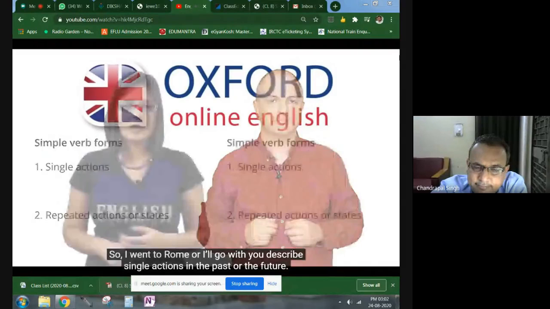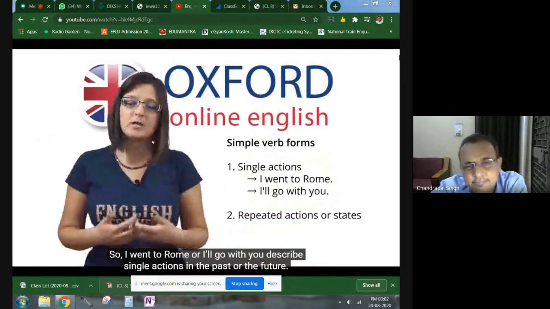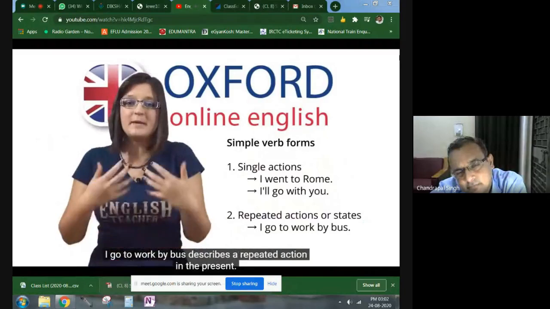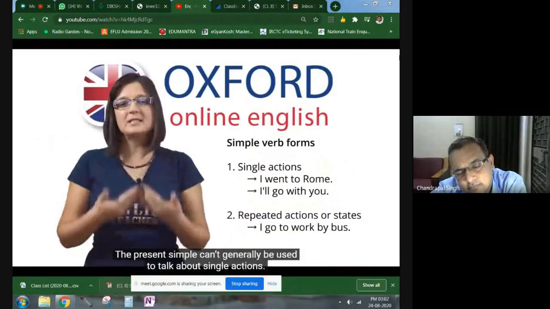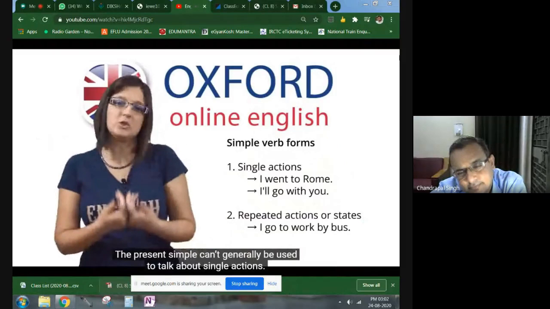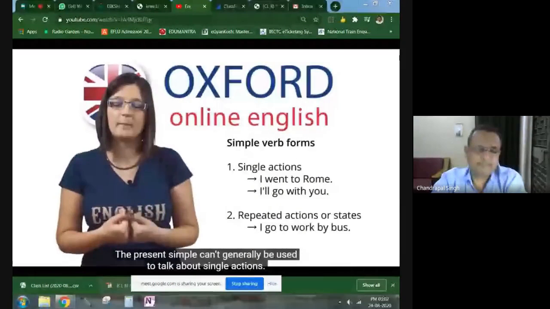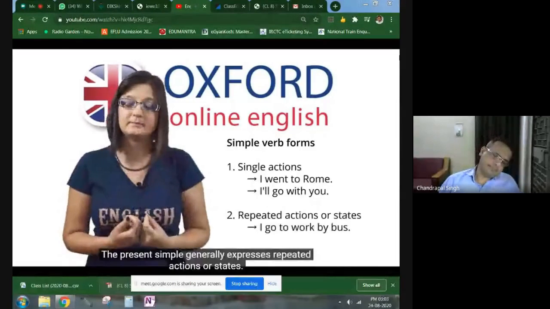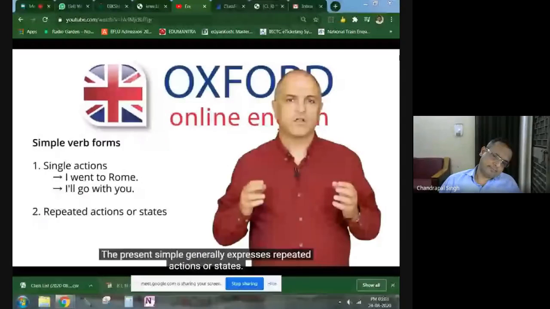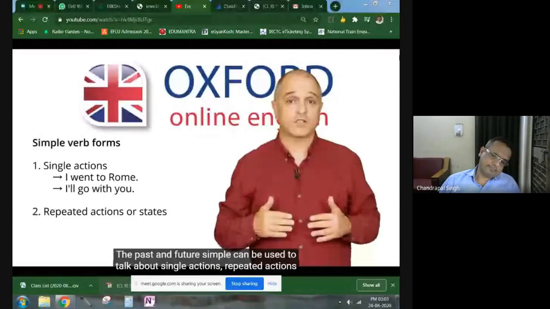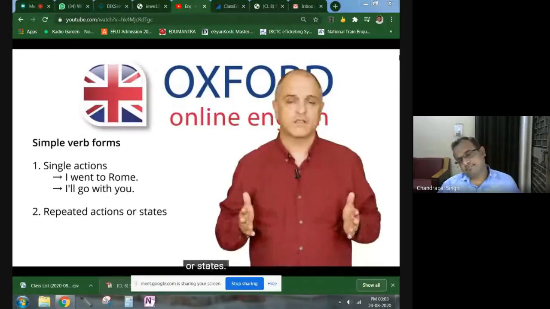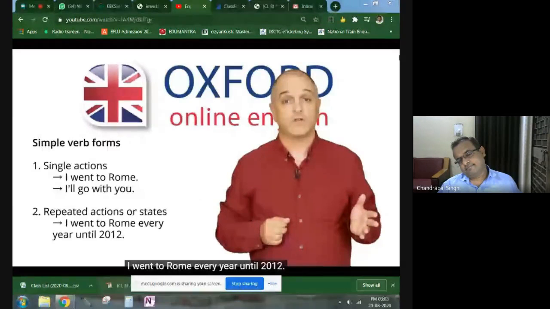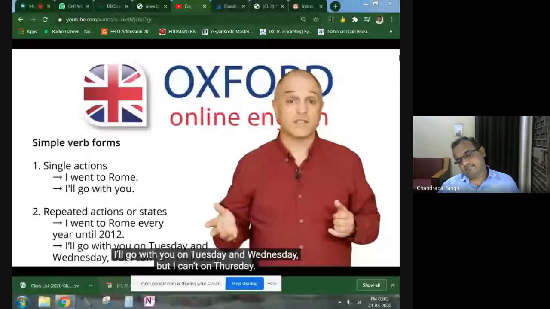So, I went to Rome, or I'll go with you, describe single actions in the past or the future. I go to work by bus describes a repeated action in the present. The present simple can't generally be used to talk about single actions. The present simple generally expresses repeated actions or states. The past and future simple can be used to talk about single actions, repeated actions, or states. For example, I went to Rome every year until 2012. I'll go with you on Tuesday and Wednesday, but I can't on Thursday.